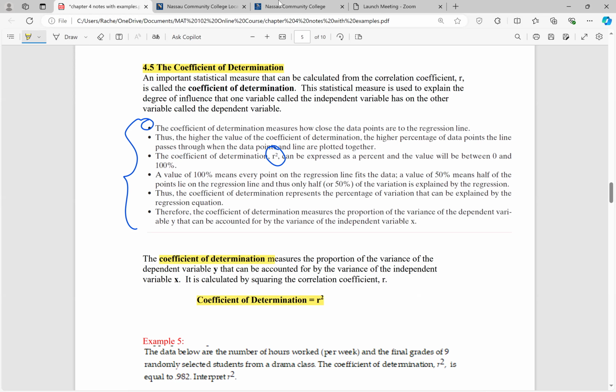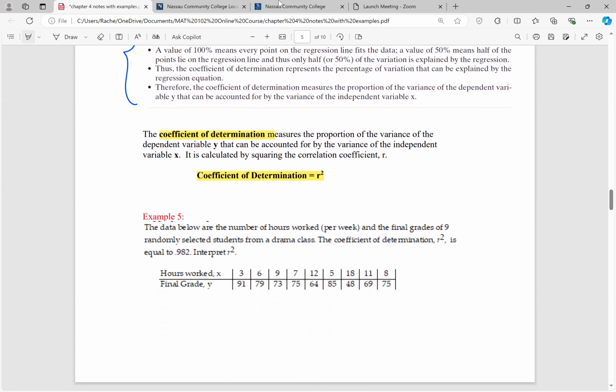But before we do that, first I want to do an example where we just have to interpret R squared. That will be example 5. It says the data below are the number of hours worked per week and the final grades of 9 randomly selected students from a drama class. The coefficient of determination, R squared, is equal to 0.982. I already calculated it for you, and all I want to do is interpret it for this example.